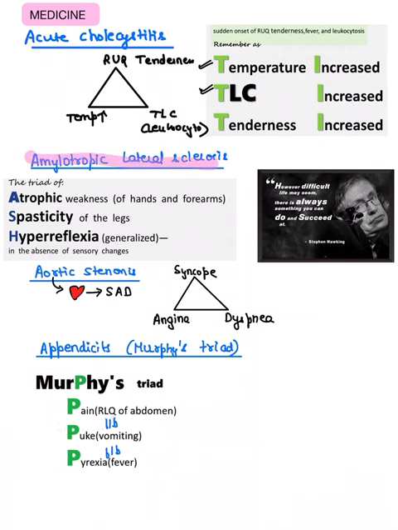Now coming on to the next one, that is amyotrophic lateral sclerosis. So you can remember it that it affected Stephen Hawking. Okay. See, if it affected Stephen Hawking, now how will it help you to remember? A is for atrophy of hands and or weakness of hands and forearm. S is for spasticity of the leg, and H is for hyperreflexia in the absence of any sensory changes.